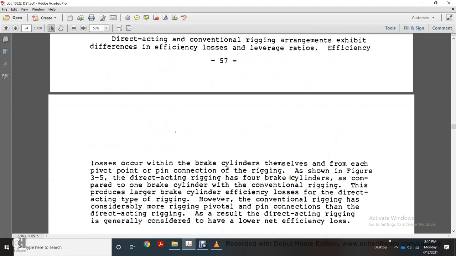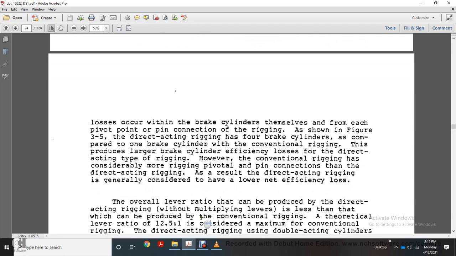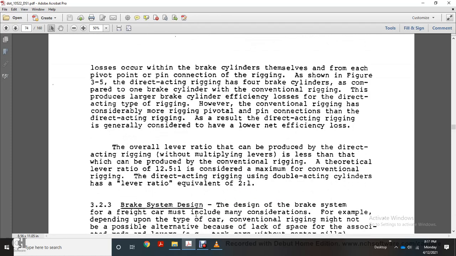The direct acting rigging has 4 brake cylinders as compared to the 1 brake cylinder with the conventional rigging. With this arrangement, there is a large brake cylinder efficiency loss with the direct acting type of rigging. However, the conventional rigging has considerably more rigging pivotal pin connections than the direct acting rigging. As a result, the direct acting rigging is generally considered to have lower net efficiency loss. The overall leverage ratio that can be achieved for the direct acting rigging without multiplying leverage is less than that which could be achieved with the conventional rigging.